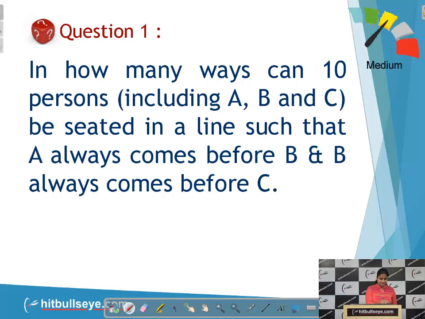So let us see. It means there are 10 places, say 1, 2, 3, 4, 5, 6, 7, 8, 9 and 10. And there are 3 persons, A, B, C and 7 more persons. But the condition is on A, B and C. What is the condition now? A always comes before B and B always comes before C. If we make cases, A can be at the first place, B can take any place from 2nd to 9th. Then we will check it for C. So there will be many cases.